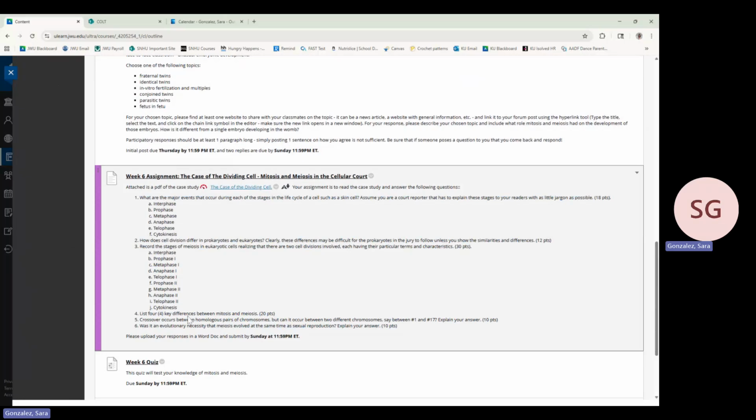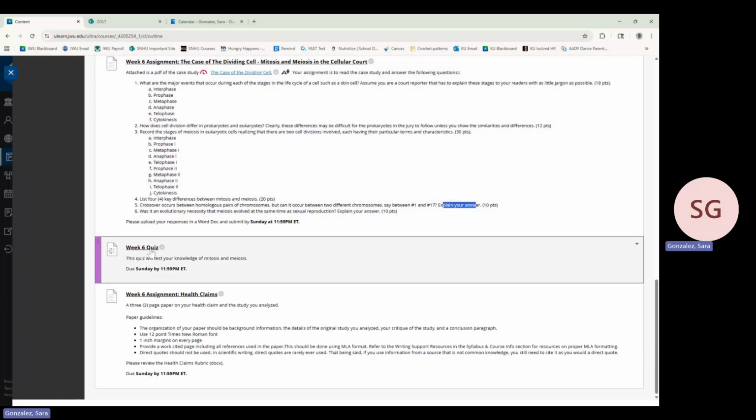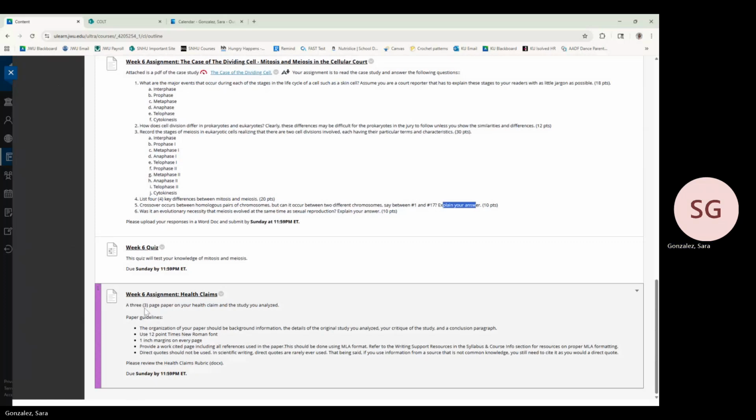But if you look at number 5, where it says crossover occurs between homologous pairs of chromosomes, but can occur between 2 different chromosomes, you've got to explain your answer. So make sure more detail is given for that one. You also have a quiz due on Sunday, and then your paper here for your health claim is also due on Sunday.